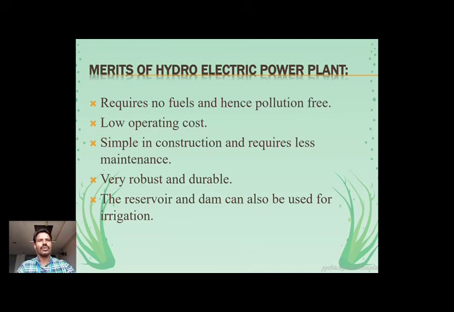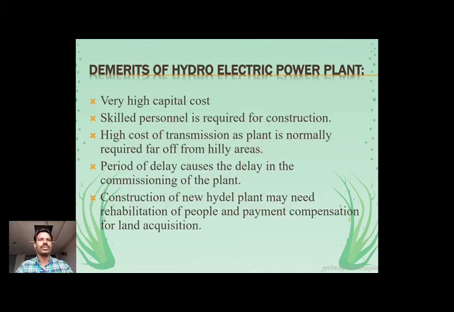It requires no fuel, there is no pollution, and it has low operating cost. Compared to any other plant, it has very low operating cost. Simple construction requires less maintenance, and it is very robust and durable. Its operating principle is very robust. The reservoir and dam can also be used for irrigation, which can be the main purpose. Hydroelectric generation is an additional use.